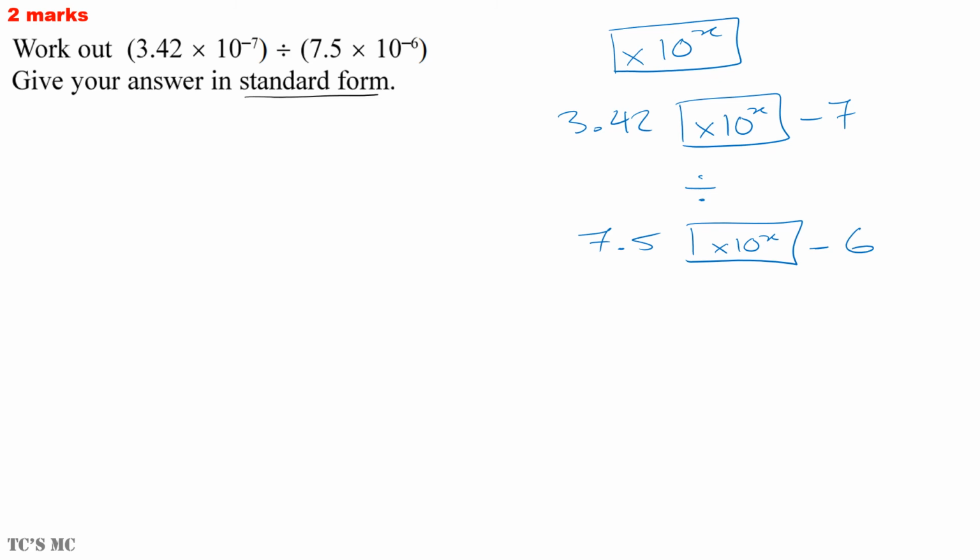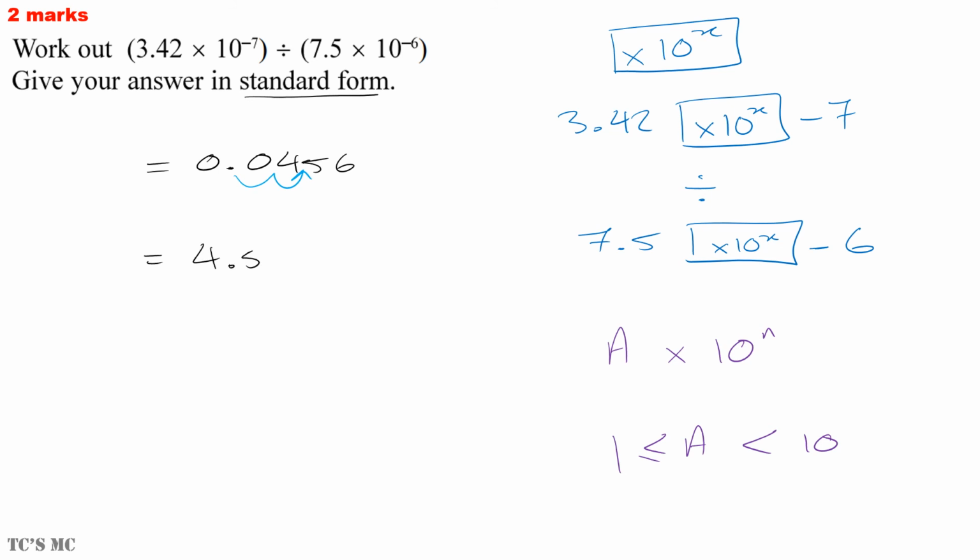Type that into your calculator and you should get 0.0456. Now we have 1 mark. Standard form is always a multiplied by 10 to the power of n. Remember, a has to be between 1 and 10. So we need to move the decimal point 2 spaces. That means we have 4.56 times 10 to the -2. It is -2 because the number is smaller than 1. And now we have our second mark.